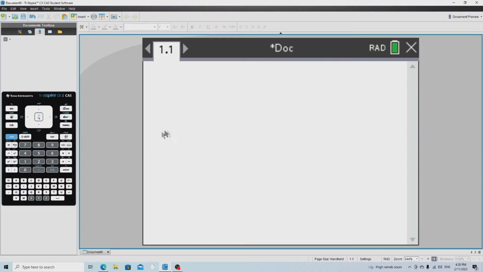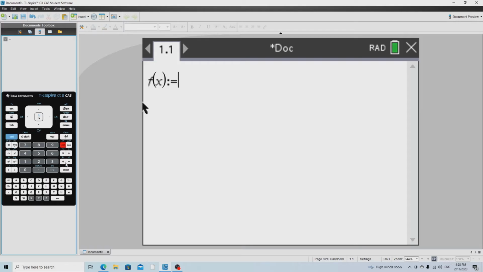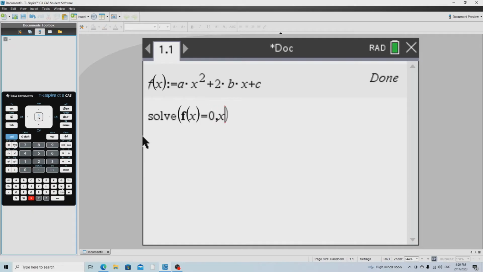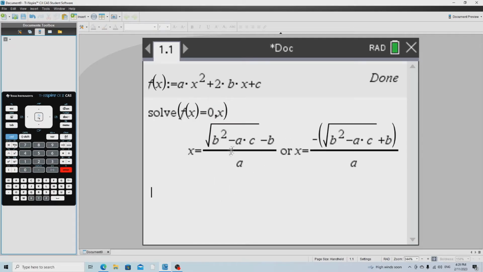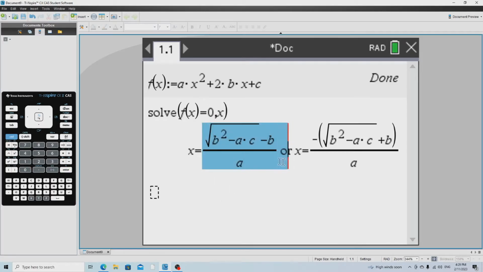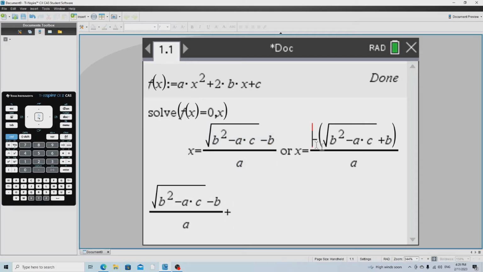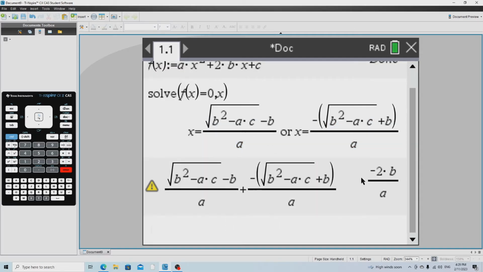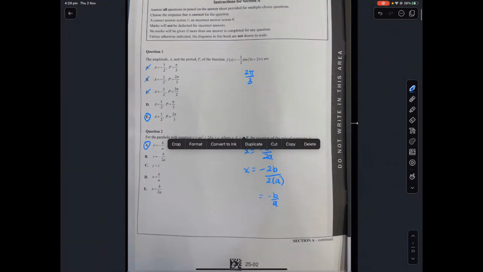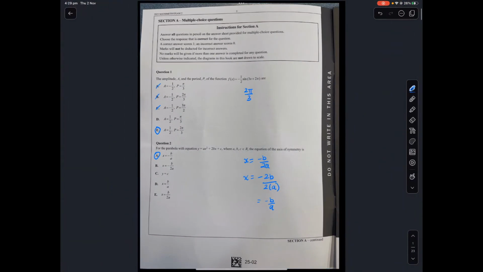So what I'm going to do is go on my CAS and define f of x as a times x squared plus 2b times x plus c. And I'm going to solve for f of x equals 0, comma x. I know the axis of symmetry is between them, so I'm going to add both of these together and times it by half, which is negative 2b over 2a. So negative b over a. So perfect. Let's move on to the next question.